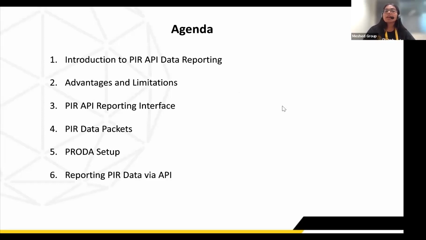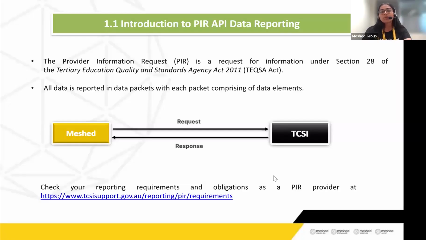We'll also go through the PIR data packets. What we will try to cover in this part of the presentation is what will be the flow of data reporting and what will be the flow of data deletions if required. So with an example, we'll try to understand how this will function. We'll then talk about the Proda or B2B device setup, which is very important for the API service to work, and finally see how the PIR data can be reported using APIs. So let's make a start and try to understand what PIR APIs do or what they actually mean.